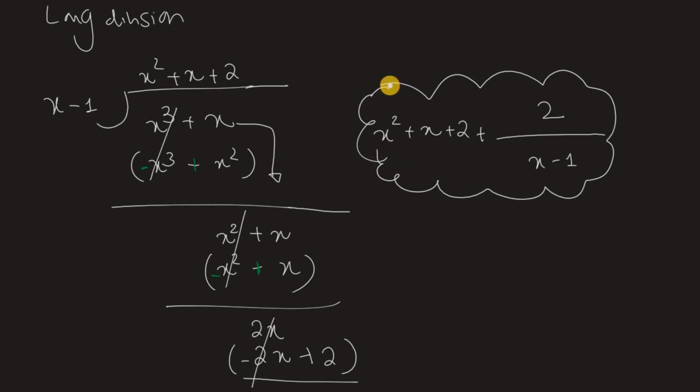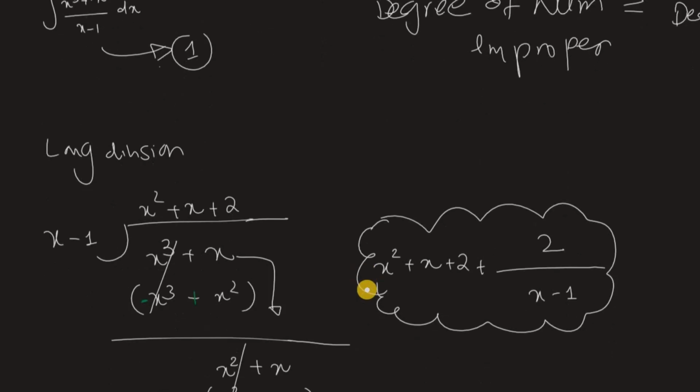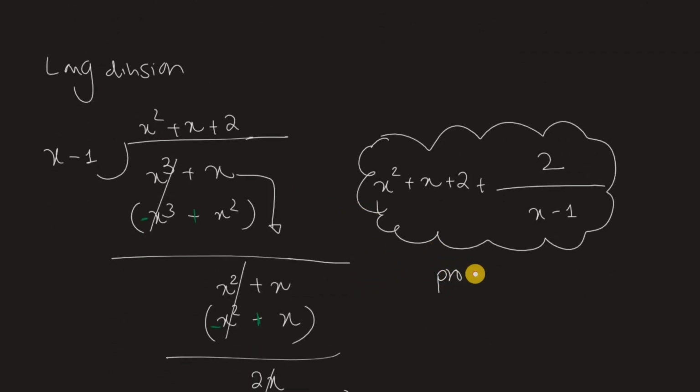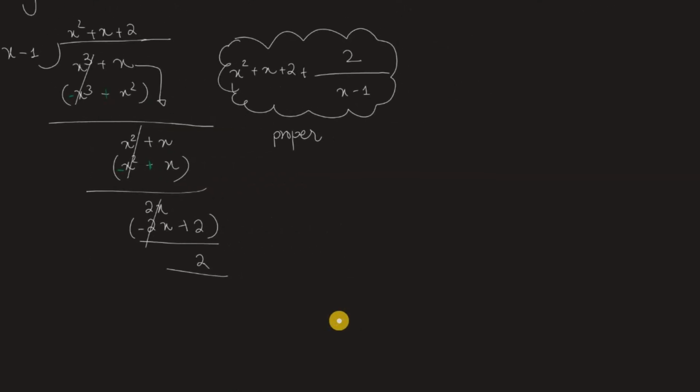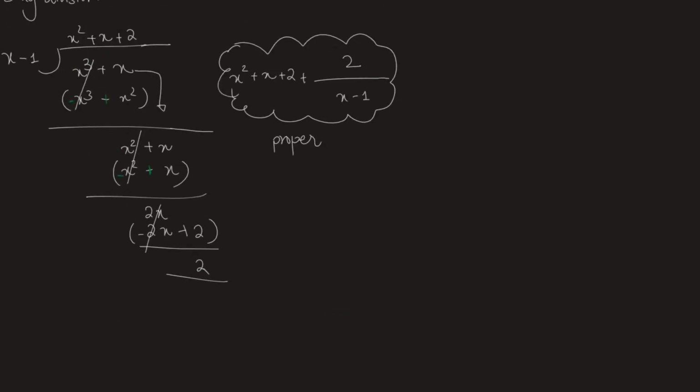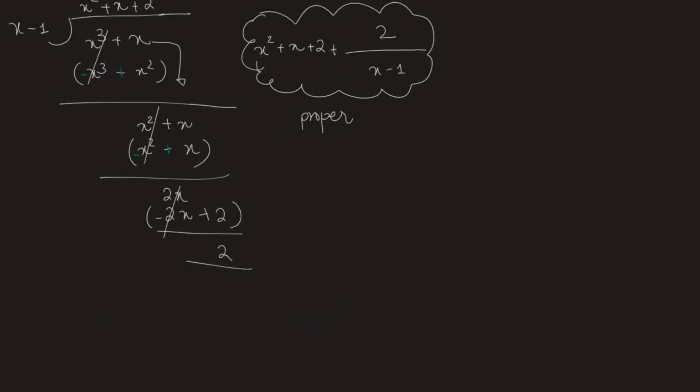So we're not done with the question yet. We have just converted the improper fraction into a proper fraction, but we still have to solve the problem for the partial fractions. Okay, so let's do that now. We are integrating this, right? So we need to write it like this. Integral of x squared plus x plus 2, and then plus 2 over x minus 1. Let me just separate this so you guys don't confuse that it's the same thing.